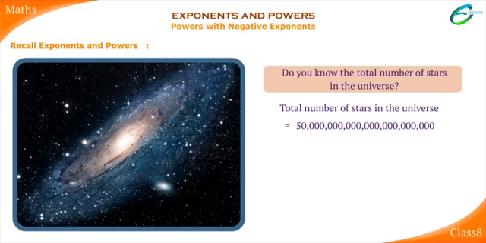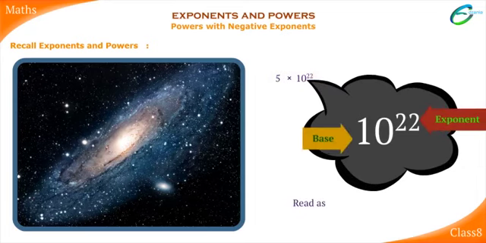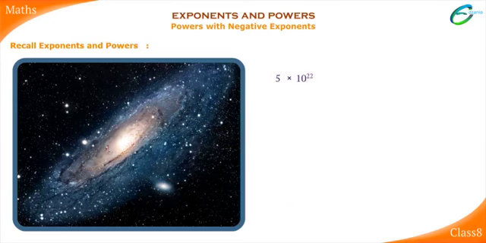Rewriting the total number of stars in the universe using exponents, we get 5 into 10 to the power 22. Here 22 is called the exponent and 10 is the base. It is read as 10 raised to the power 22. So we have seen one such large number, 5 into 10 to the power 22.